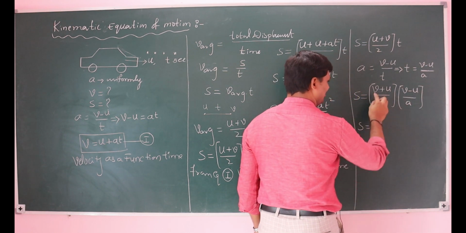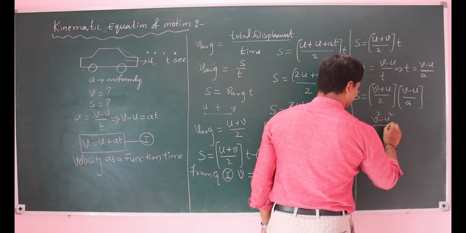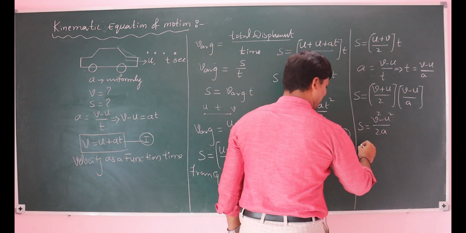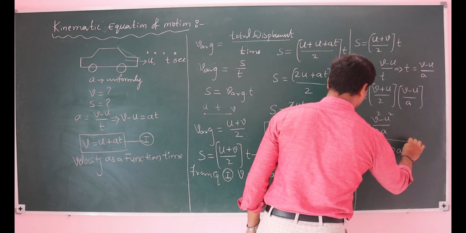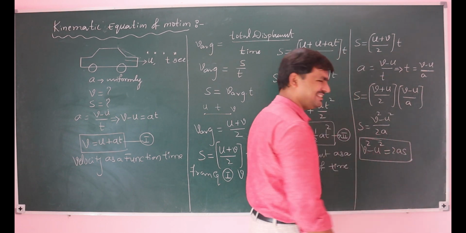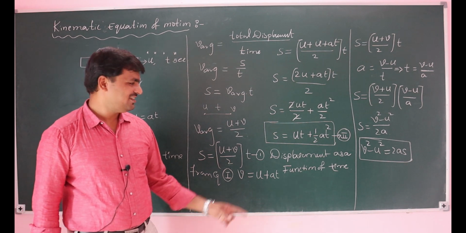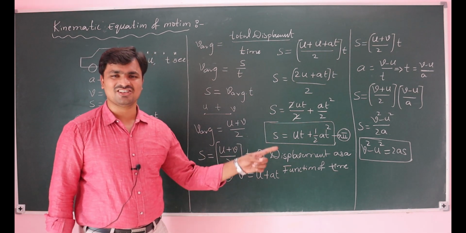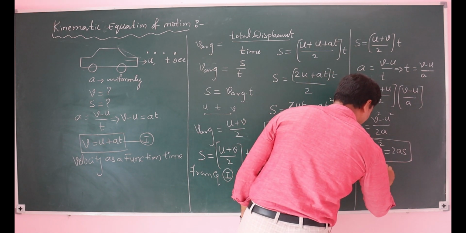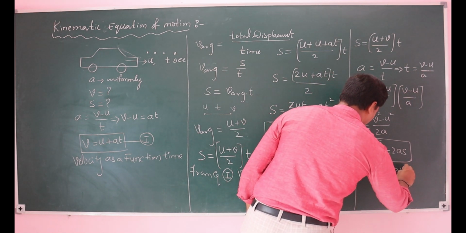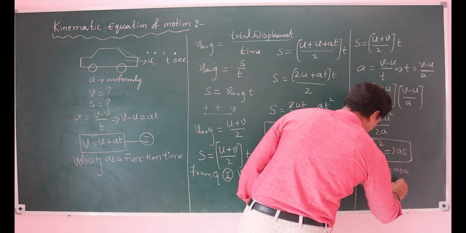So then s is equal to (a plus b) into (a minus b), that is a square minus b square, by 2. So nothing but simply v square minus u square is equal to 2as. So this is simply the equation of motion, which we name as velocity as a function of displacement.